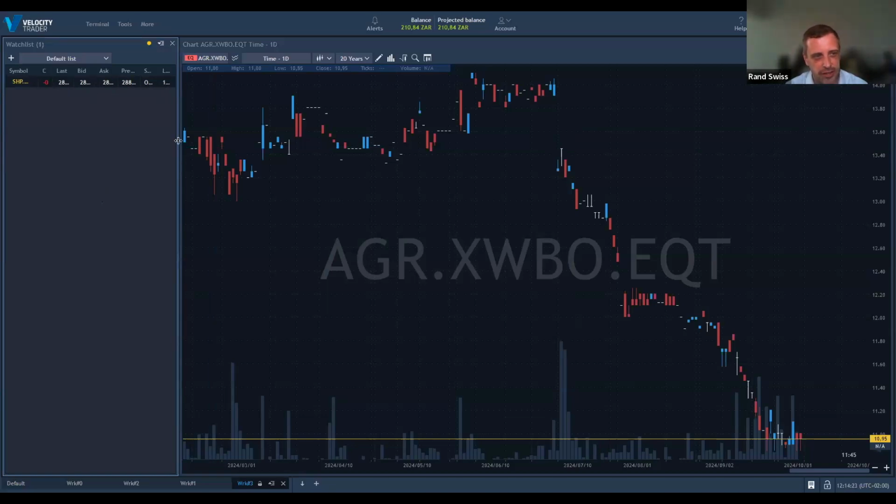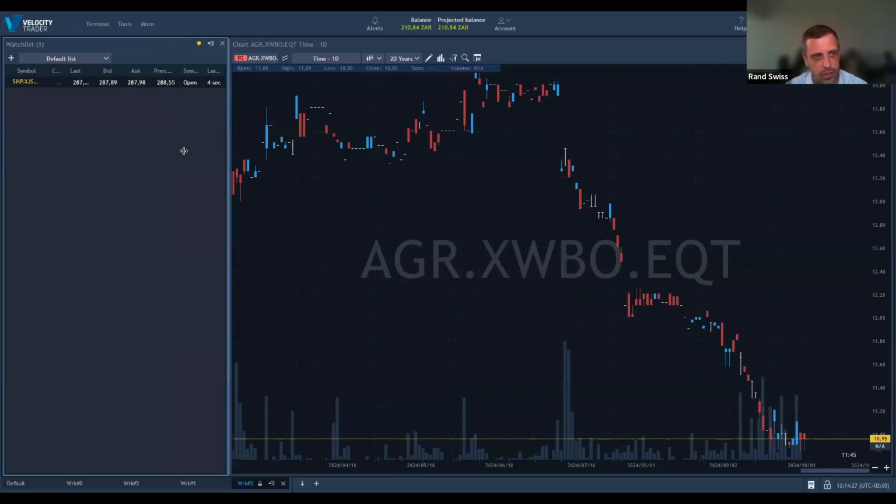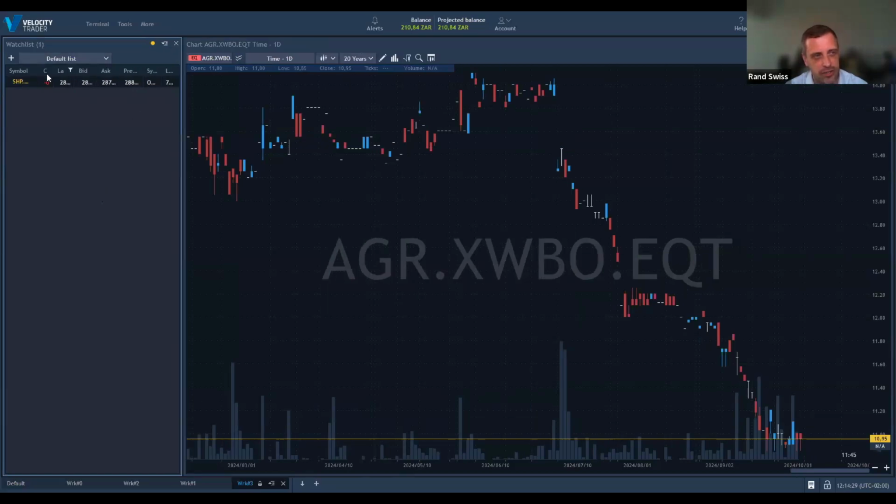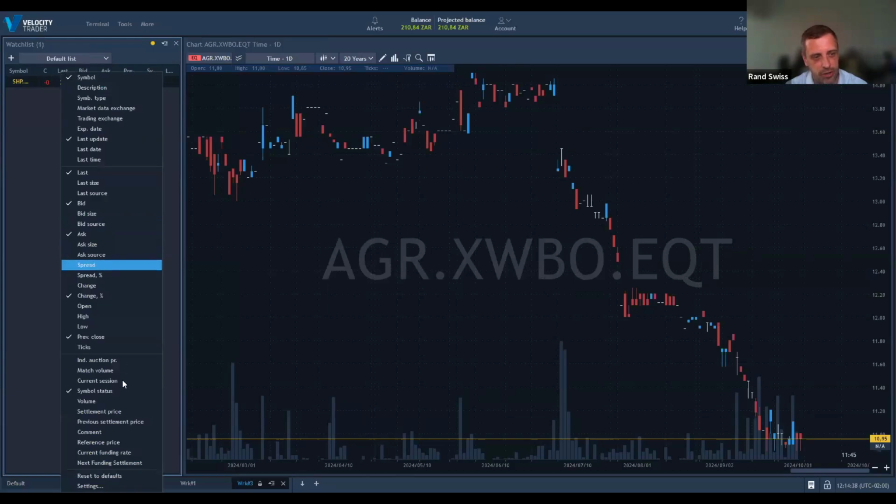So what you can do, you can either make the watch list wider by dragging this line, or you can make it a little cleaner. At the top, you see these columns and their headings. If you right click on the headings, it will bring up a list of possible headings.